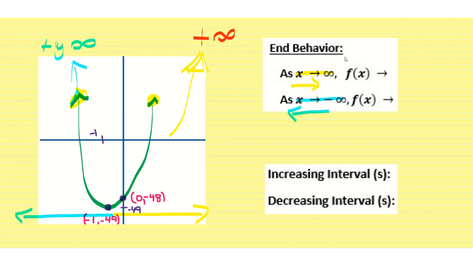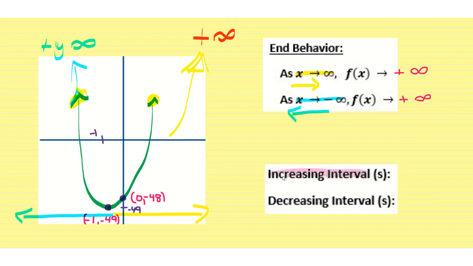So positive y numbers. Both of these are going toward positive y numbers. The graph is going up toward positive numbers. On the right-hand side, it's going toward positive infinity, and on the left-hand side, it's also going up toward positive infinity. Okay, and now let's talk about the increasing intervals.